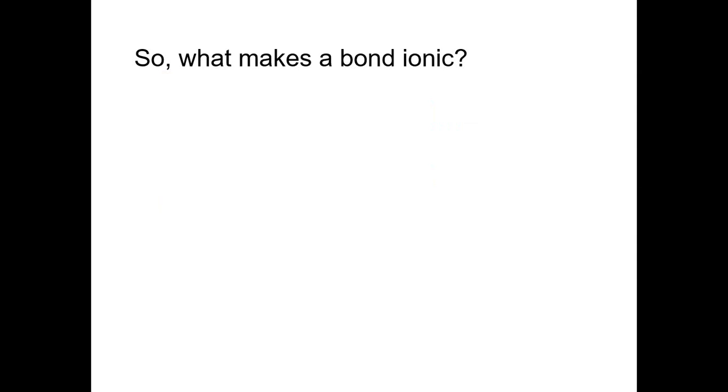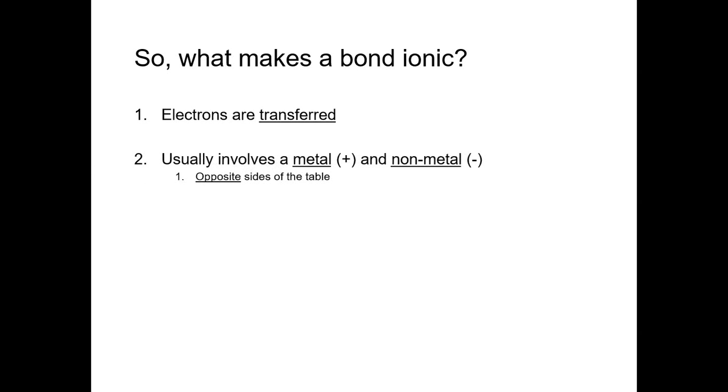So what makes a bond ionic? Well, electrons are transferred. So like salt, for example, it actually can transfer one electron to another between the two of them. They usually involve a metal and a non-metal. Sodium is a metal and chlorine is a non-metal. Products are called salts. Anything that forms an ionic bond is called a salt. So it doesn't have to be table salt.